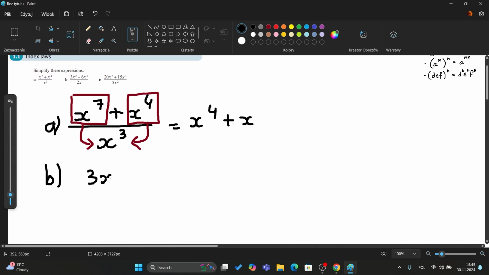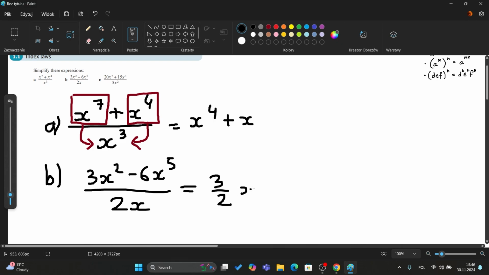The same goes with the second question. 3x squared minus 6x to the power 5 is going to be divided by 2x. So every term, 3x squared, gets divided by 2x. That will be 3 over 2x, and minus 6x to the power 5 divided by 2x is going to be minus 3x to the power 4. Okay. And that is it. Oh wait, it's not. We have question C.